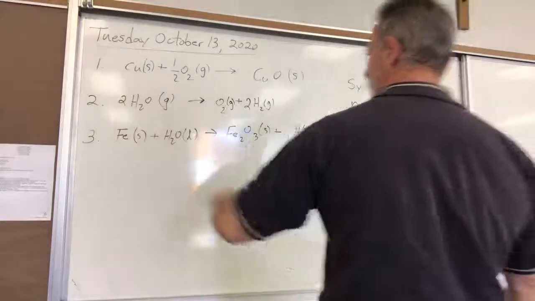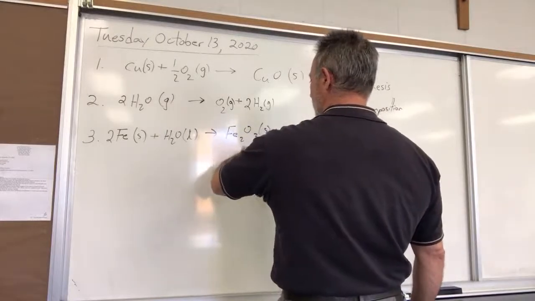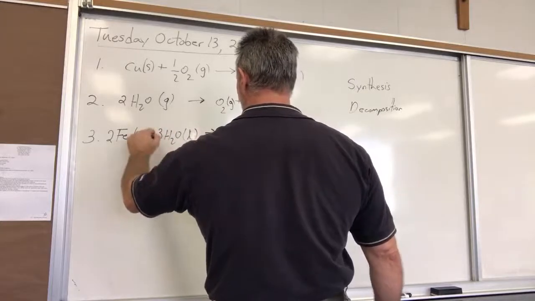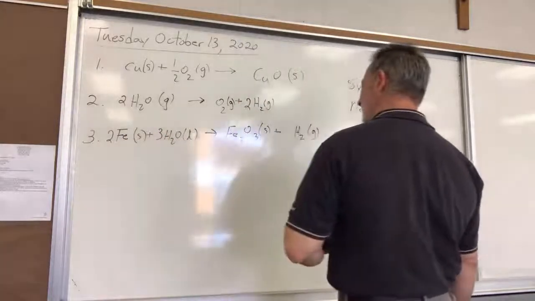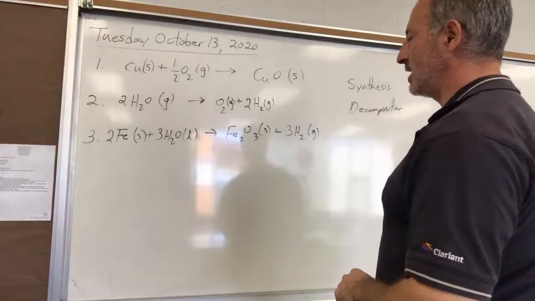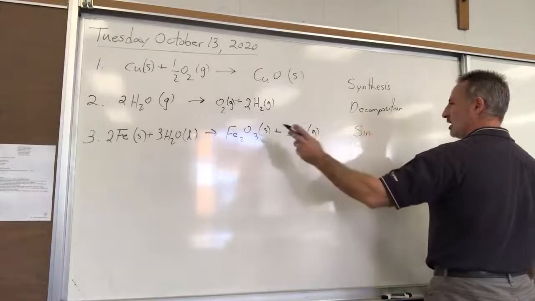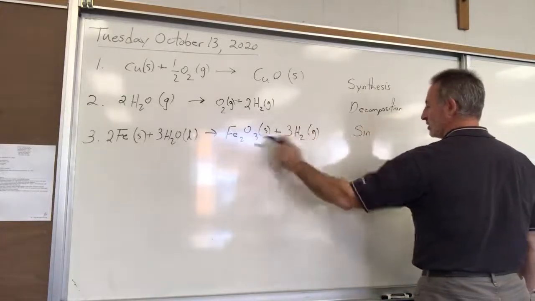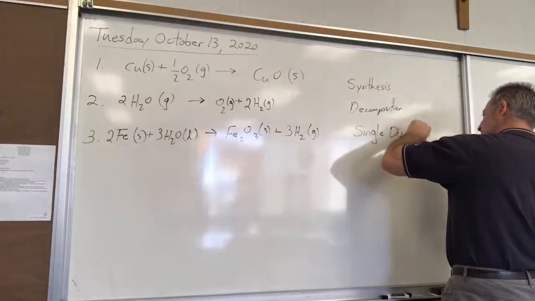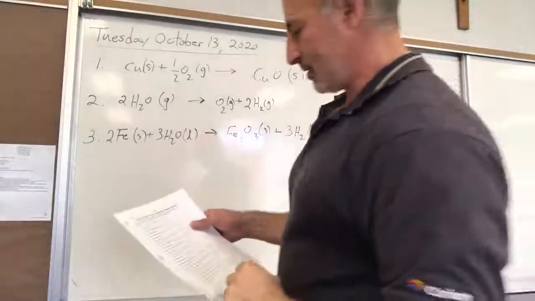So is it balanced? No, you need to put a 2 in front of the iron because there's 2 irons over here. And then there's 3 oxygens on the right, so you're going to need 3 oxygens on the left, provided in the form of water, which also generates 6 hydrogens on the left, so you're going to balance that by putting a 3 in front of the H2. And now it's balanced. This is a single displacement reaction. The iron is displacing hydrogen to combine with the oxygen. It's the oxidation of iron.